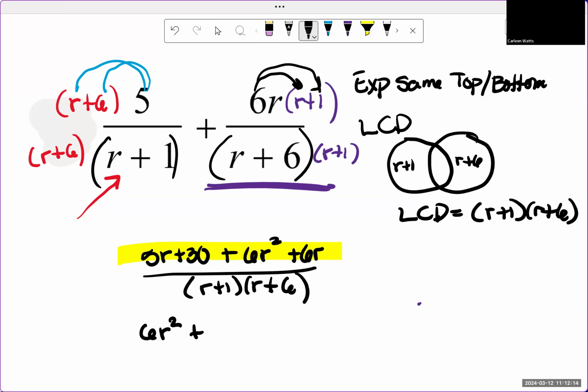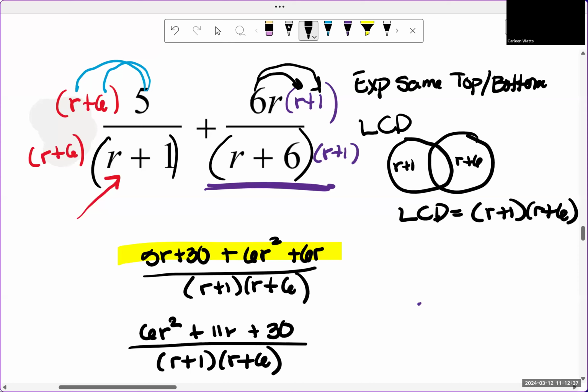6R squared plus 11R plus 30 is equal to R plus 1, R plus 6. Okay, now I wonder if I can factor 6R squared.